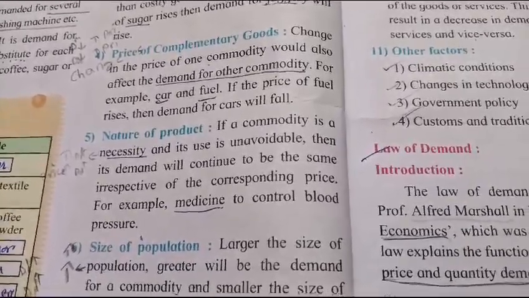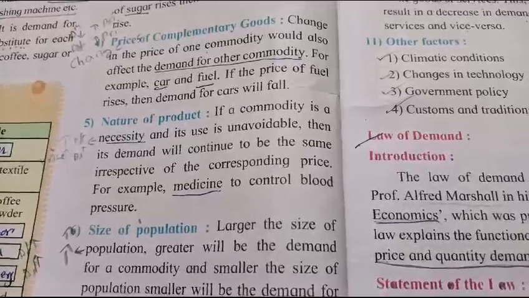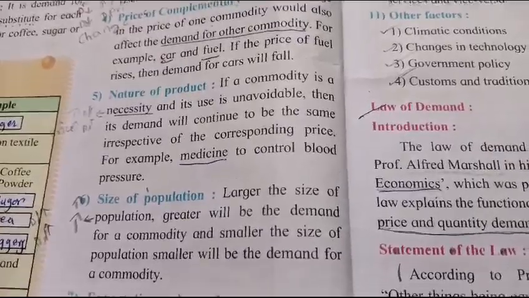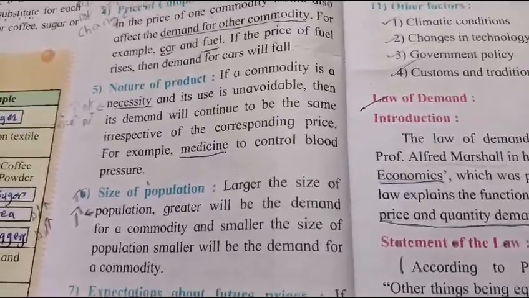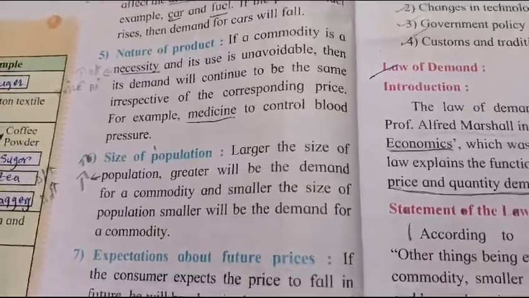Fourth, price of complementary goods. Change in the price of one commodity would also affect the demand for the other commodity. For example, car and fuel. If the price of fuel rises, then demand for cars will fall.